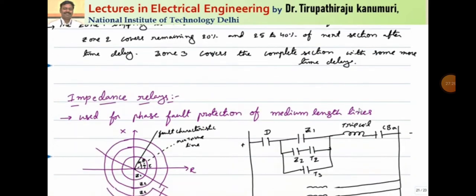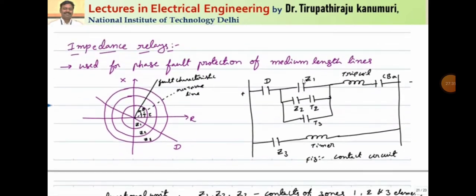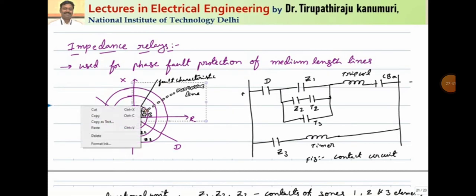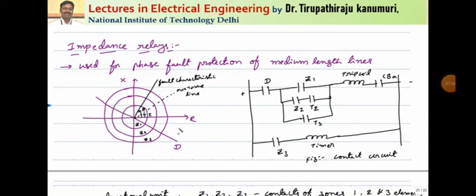So let us see how each impedance relay provides this time zone protection. This is my fault characteristic. Let us assume that 80% of the first section impedance comes up to this point. Up to here we will set the impedance Z1. That means 80% of the first section impedance will be equal to Z1. This is my fault characteristic up to here, Z1.